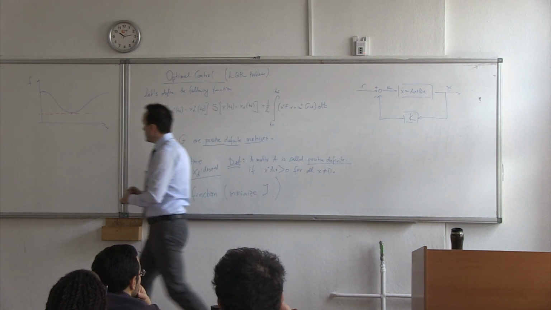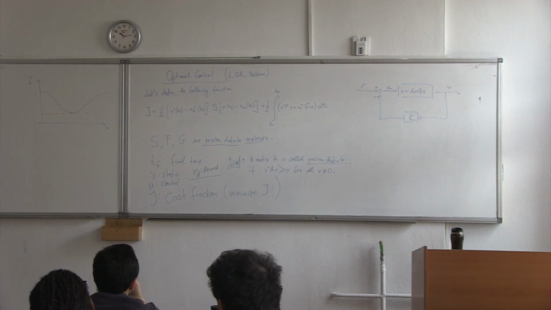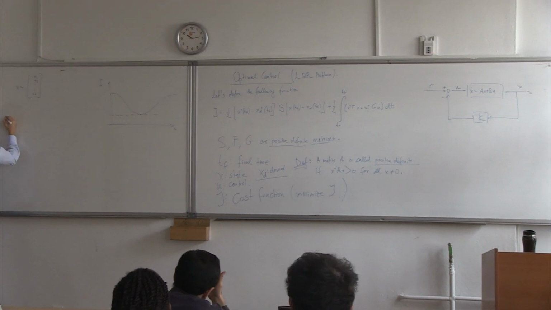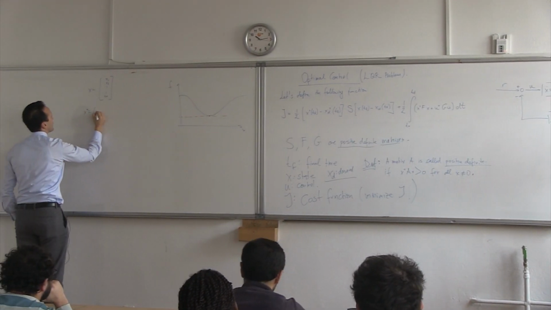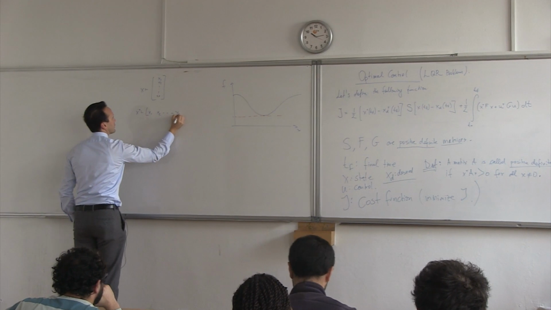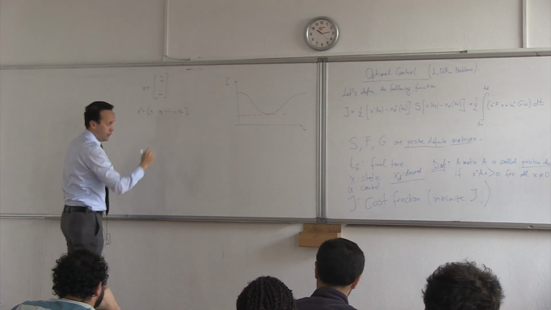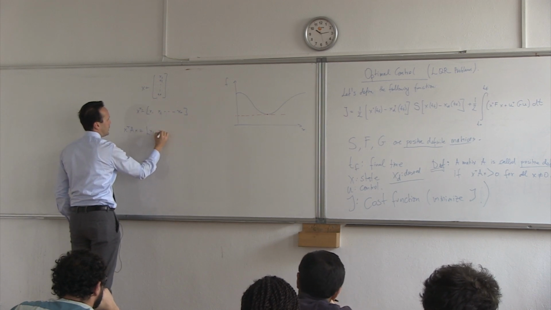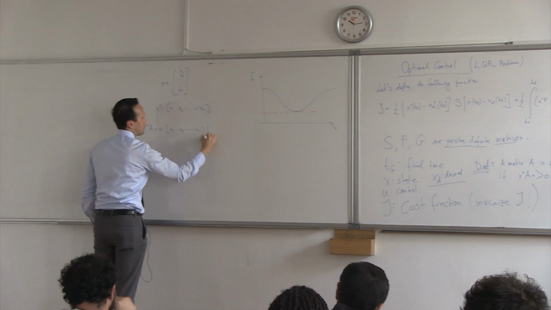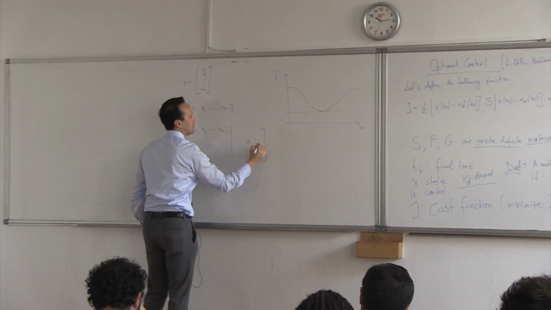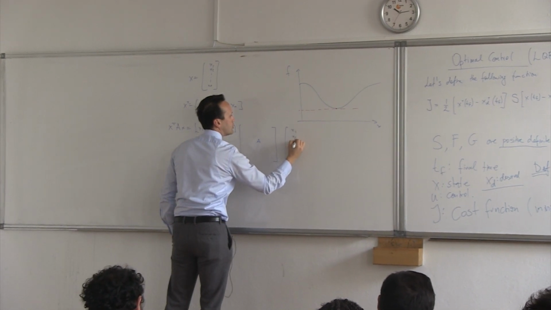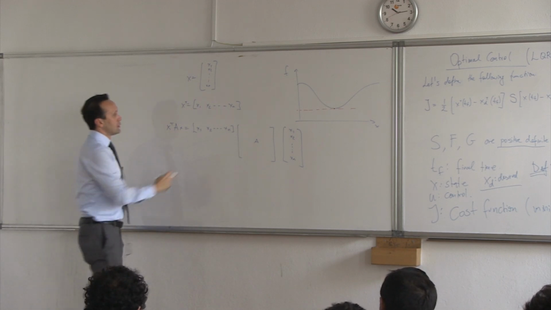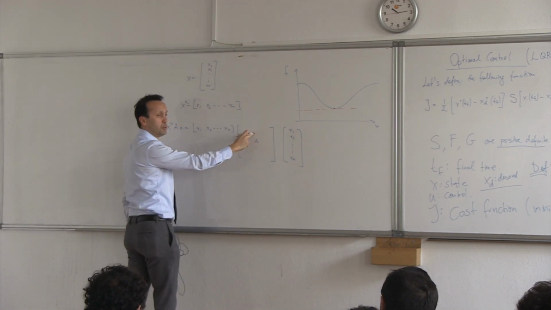Now, what does it mean? X is something like that, right? X1, X2, let's say XN. All right? So X transpose would look like this. X1, X2, XN, right? So what does this mean? X transpose times A times X. It would look like this. X1, X2, XN. You would have a matrix A, and then you would have X1, X2, XN, right?